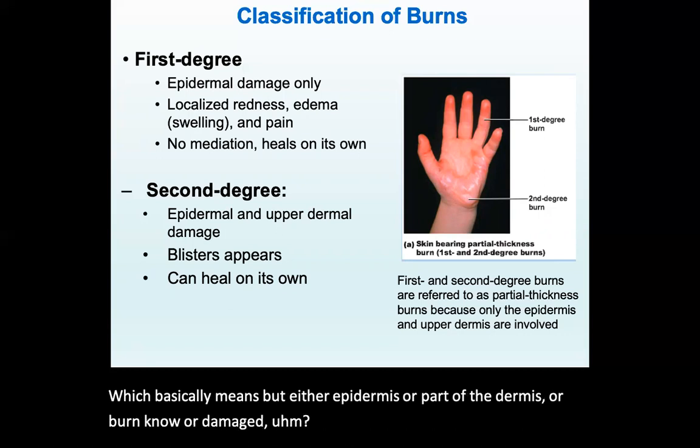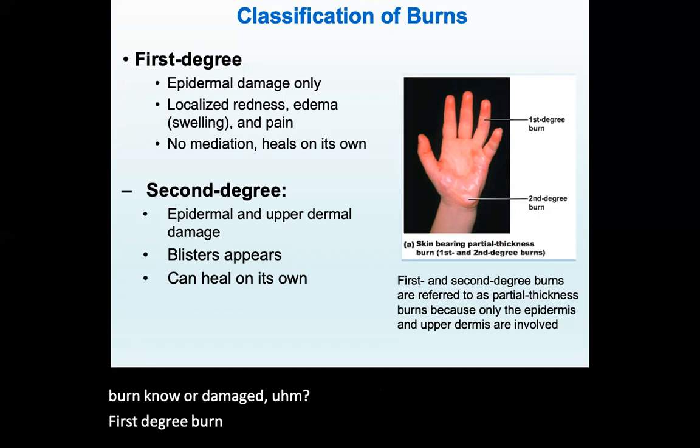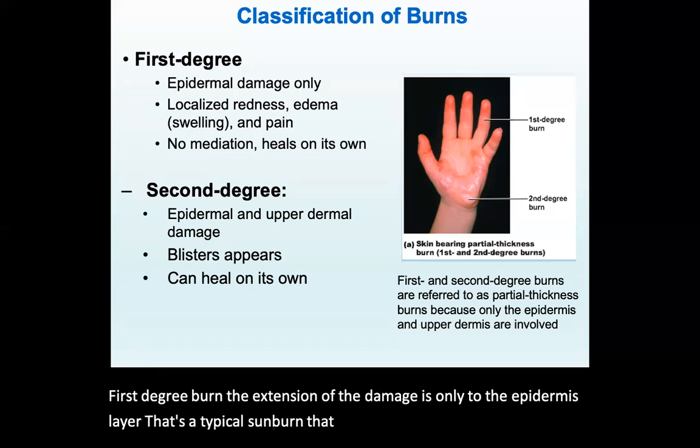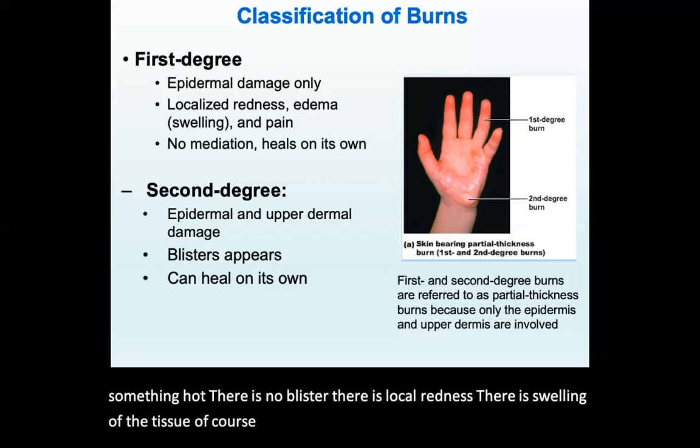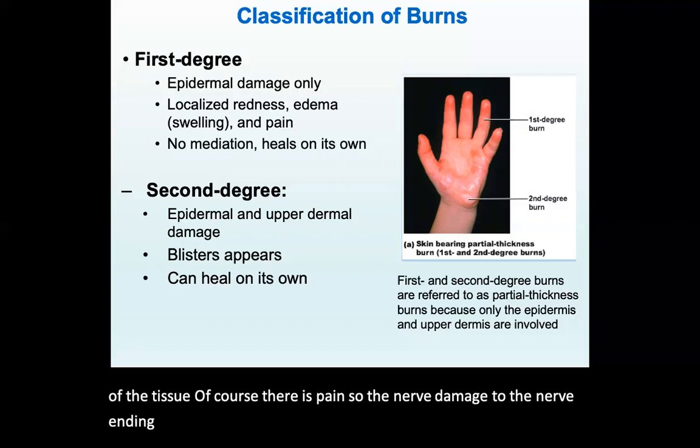For a first degree burn, the extent of the damage is only to the epidermis layer. That's a typical sunburn that you see, or even touching something hot. There is no blister, there is local redness, there is swelling of the tissue. Of course, there is pain. So the nerve endings still feel that change in the environment, right?